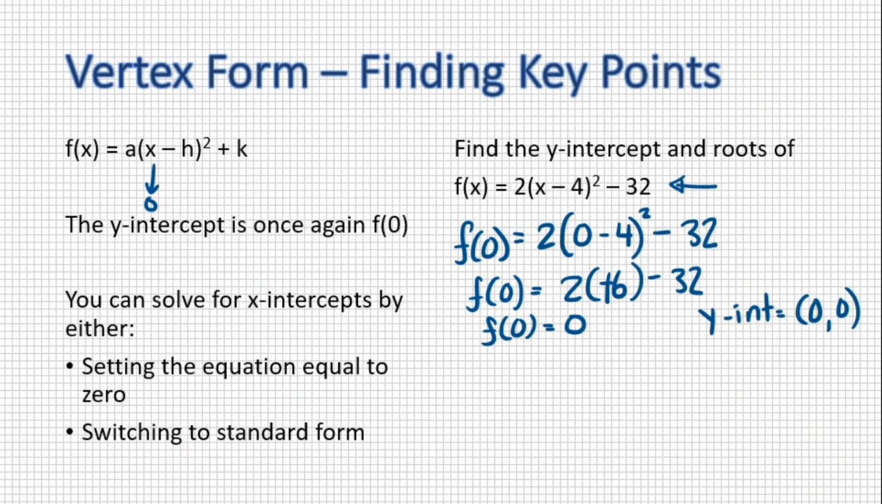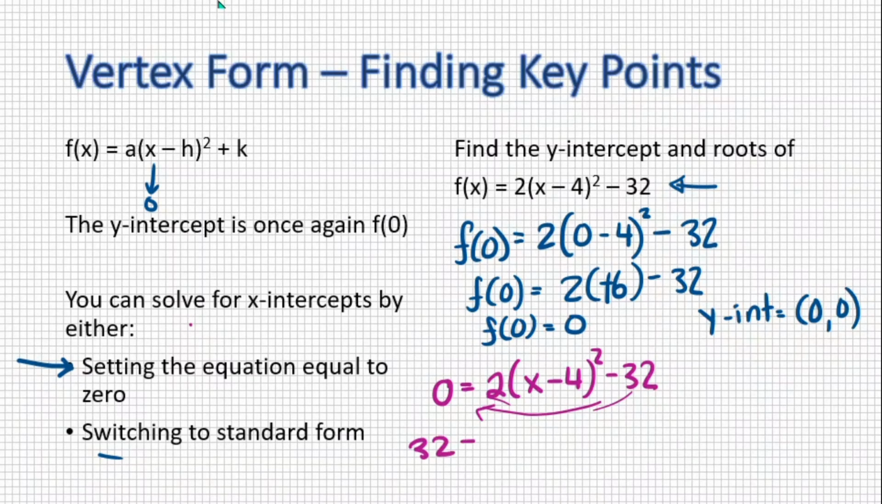So if I want to find roots, I'm going to do this method, because the second method we already know how to do. It's just time consuming. So here we go. 0 equals 2 times (x minus 4) squared minus 32. And this is all algebra. Move the 32 over to the left side where it becomes positive. 32 equals 2 times (x minus 4) squared. Divide out the 2 from both sides, and you're going to be at 16 equals (x minus 4) squared.